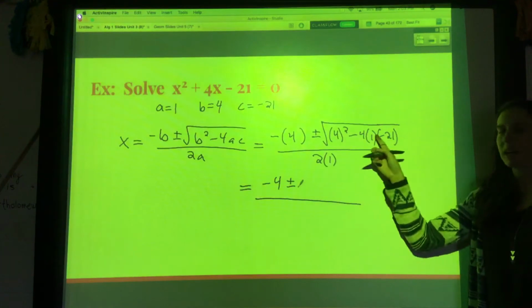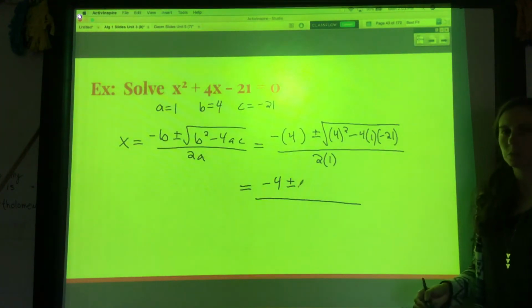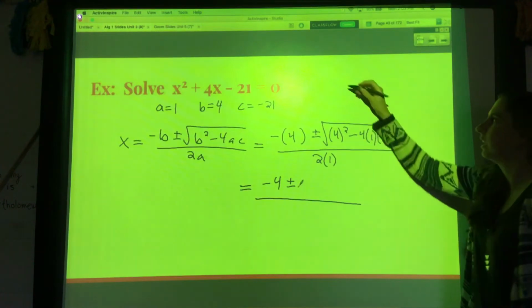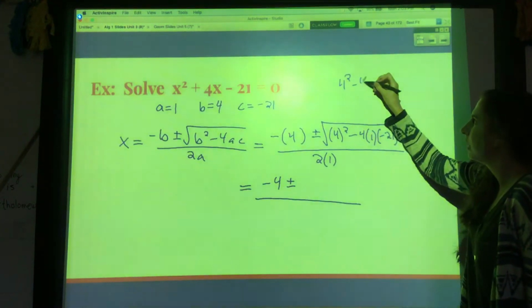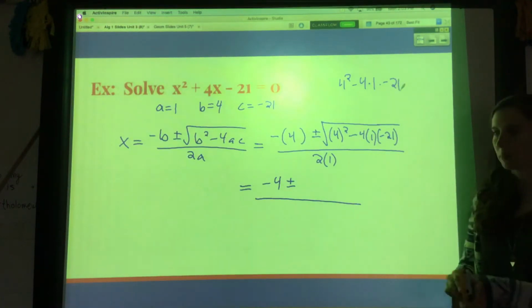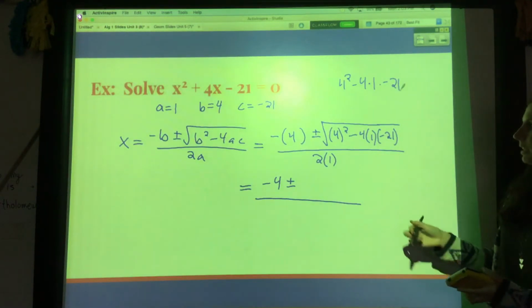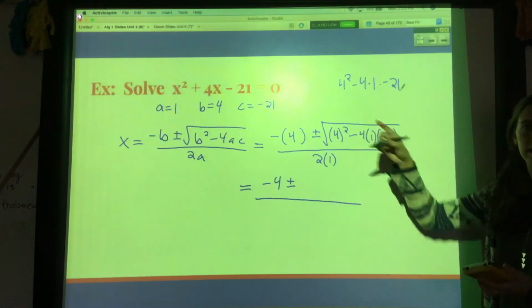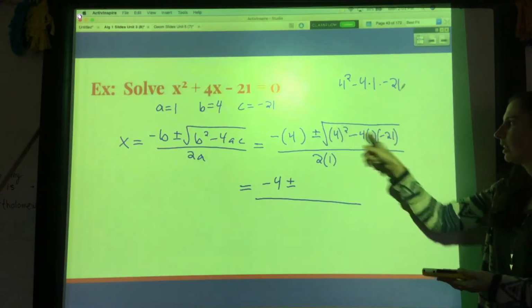This square root might not come out even. It might not square root evenly. But all this stuff I could put in my calculator. Like I could type in 4 squared minus 4 times 1 times negative 21 all in my calculator. Or you can do it one step at a time. 4 squared is 16, and then do all that and then add it together. I'm just going to type all this in my calculator.